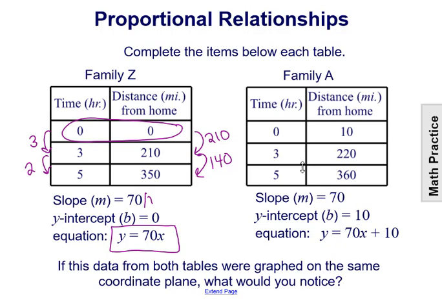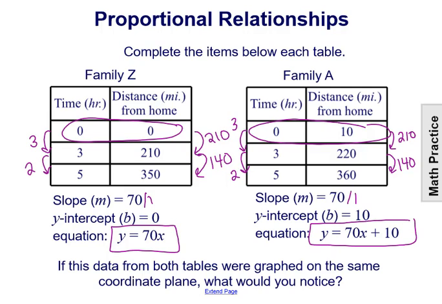Now for the table for family A, we have the same slope of 70. So again, we're looking at the values of the change in y of 210 over 3, or 140 over the change in x of 2. So again, both simplify to 70 over 1. But now this table has a y-intercept b of 10 from 0, 10, that data point. So we get the equation of y equals 70x plus 10.